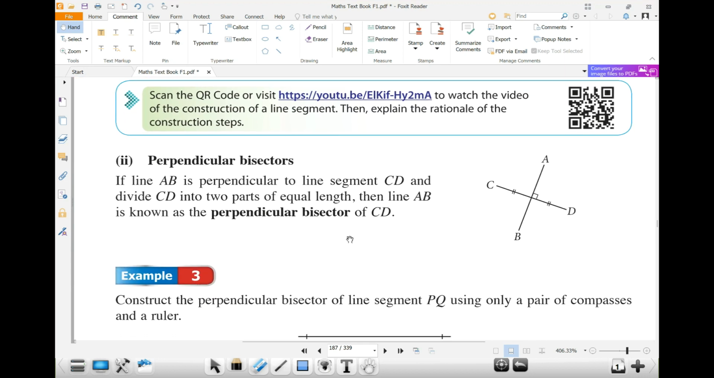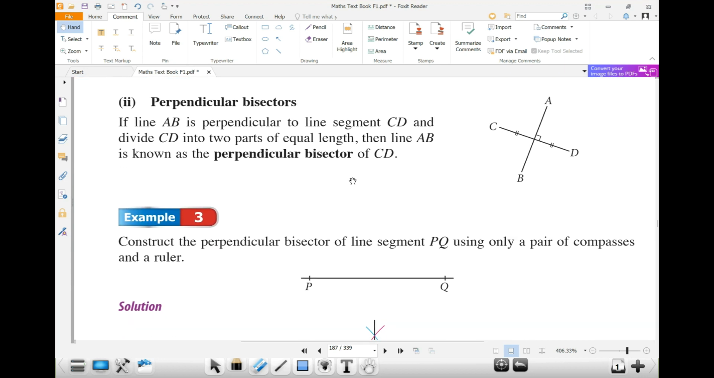Just now, that one is a line segment, a very simple line segment. So what is a perpendicular bisector? You see, if line AB is perpendicular to line segment CD, and divides CD into two parts of equal length, then this AB over here is known as the perpendicular bisector. I'll show you another example. For example, I have a straight line like this. Maybe I mark the line segment over here with P and Q.